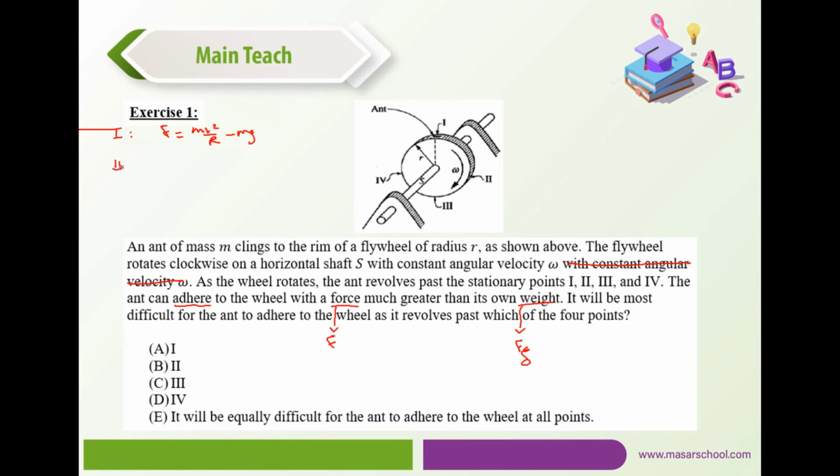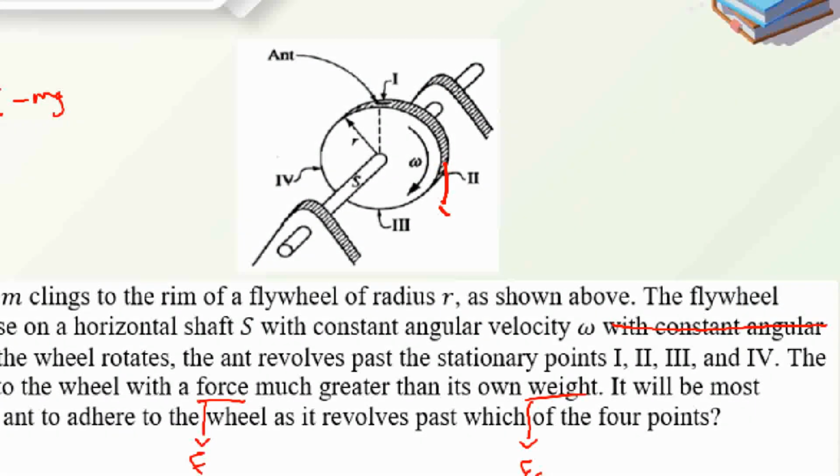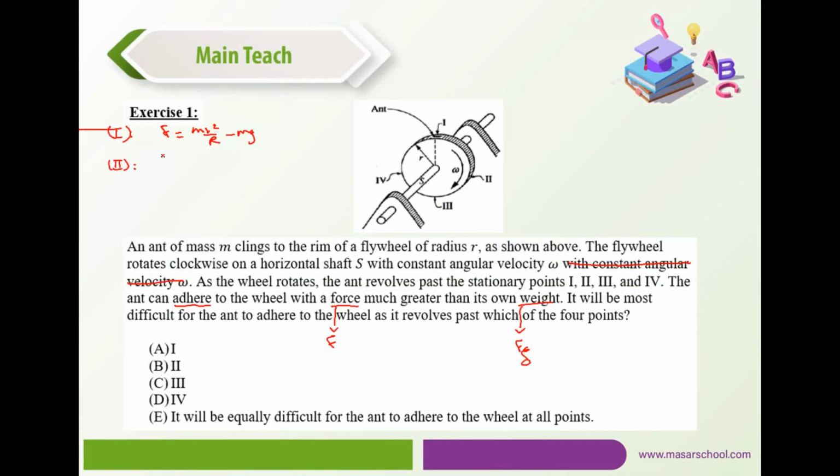Now for the second point, what do we have? We have the pull of gravity down, and we have the adhering force pointing toward the center, so we can say that the adhering force is equal just to mv square over r, because both of them are along the centripetal direction. Only the pull of gravity is acting down, so F would be equal to mv square over r.